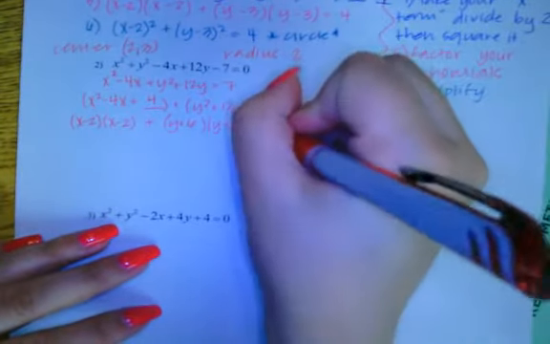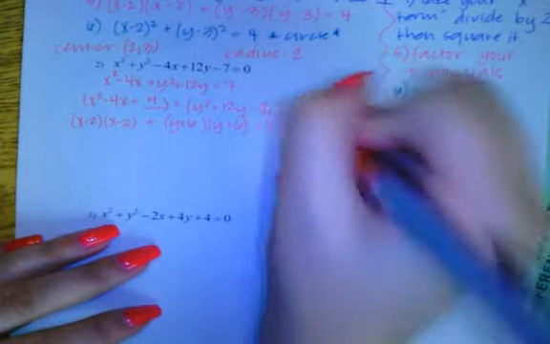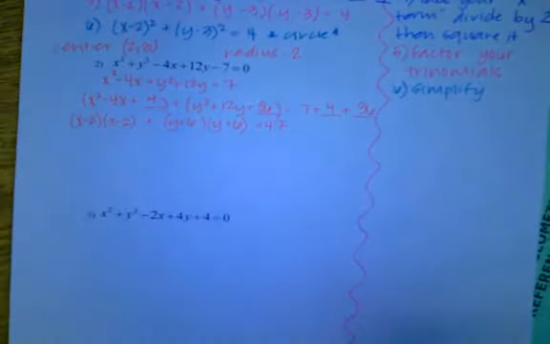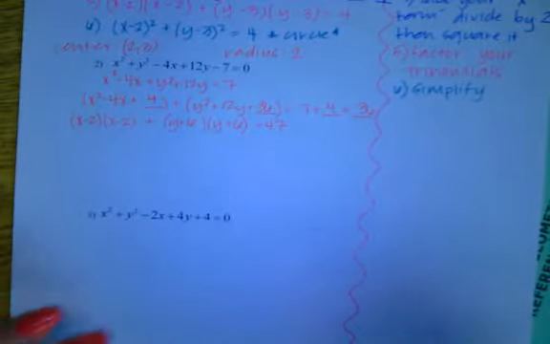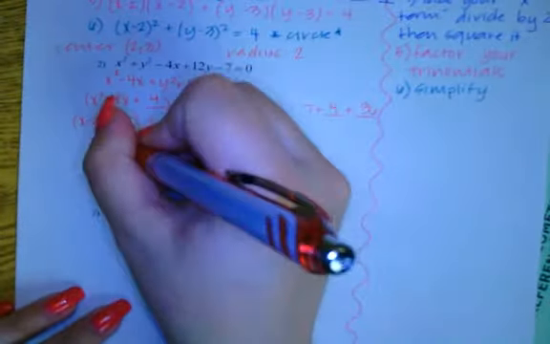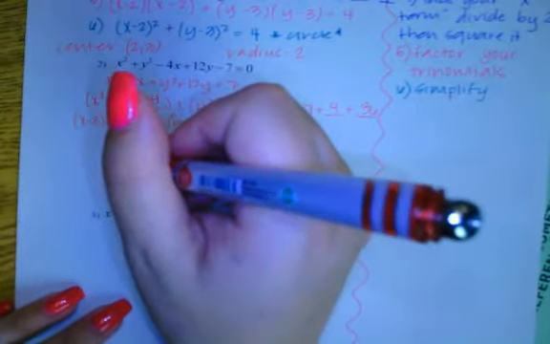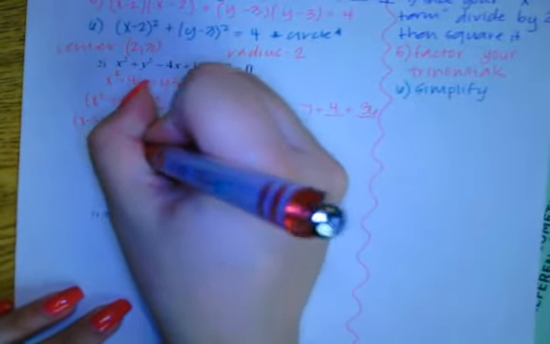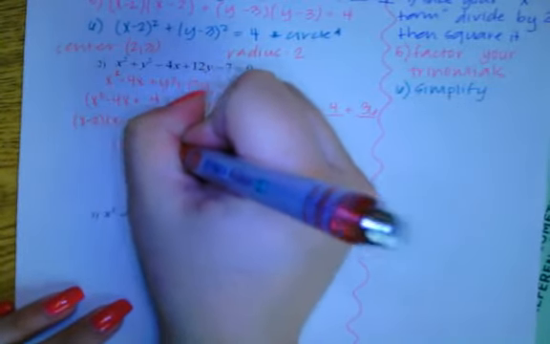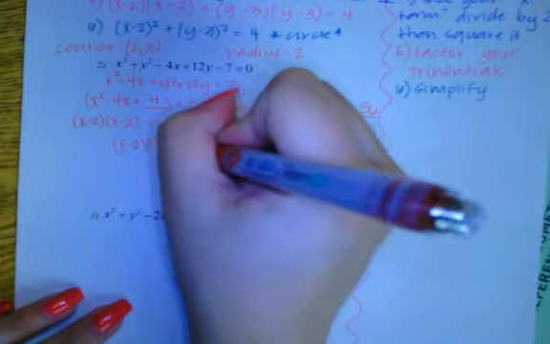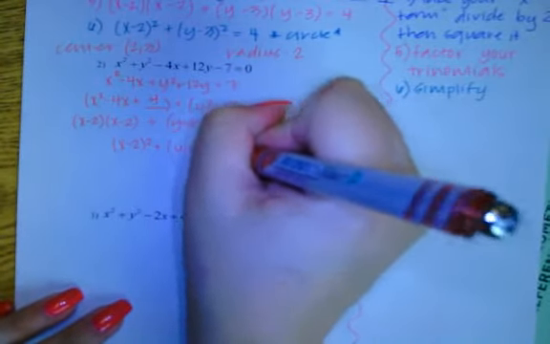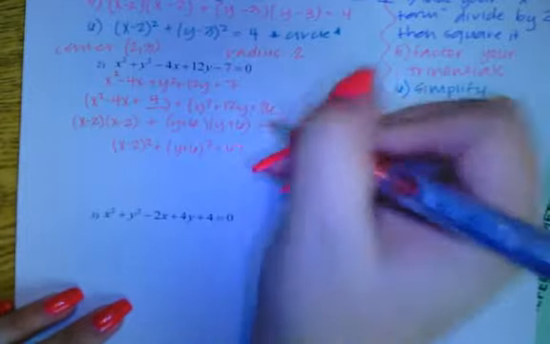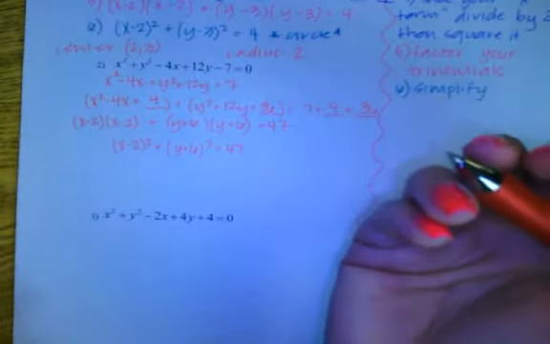Okay, now we just have to simplify. How does it simplify? X minus 2 squared plus y plus 6 squared equals 47. Very good. Because both of your terms are positive here.